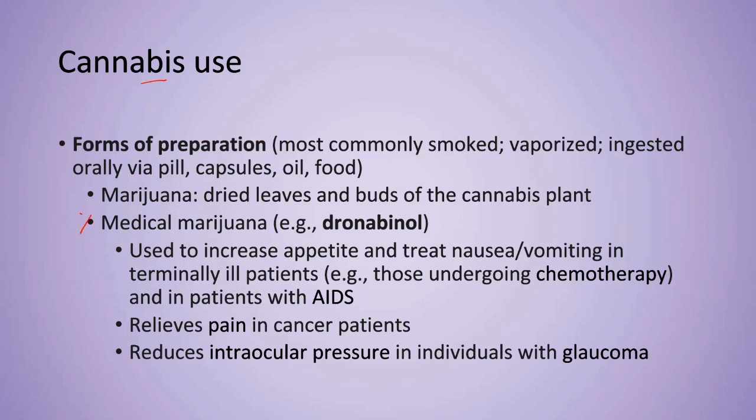So this is a very high yield thing to remember, that dronabinol, which is medical marijuana, is used to increase appetite and treat nausea and vomiting in terminally ill patients. So those undergoing chemotherapy and patients with AIDS, they're cachectic, they don't want to eat, you need to stimulate their appetite, so we give them dronabinol, which is medical marijuana. It can also relieve pain in cancer patients and reduce IOP in individuals with glaucoma. So the first two I've seen tested in the question banks, definitely, but I've never seen this third point, but for the sake of it, it's good to know.